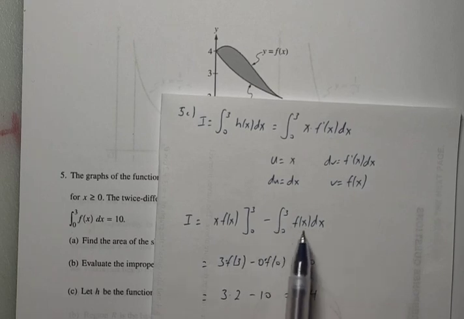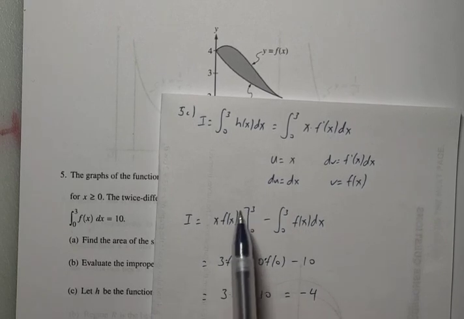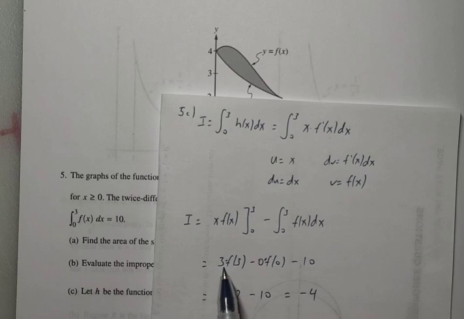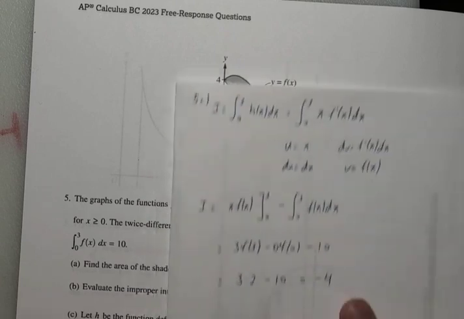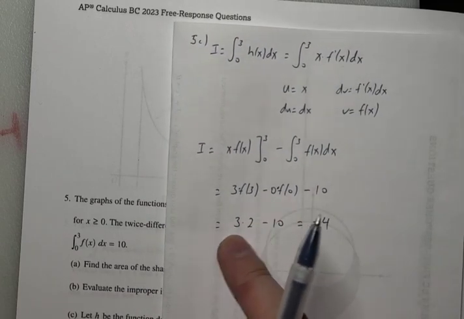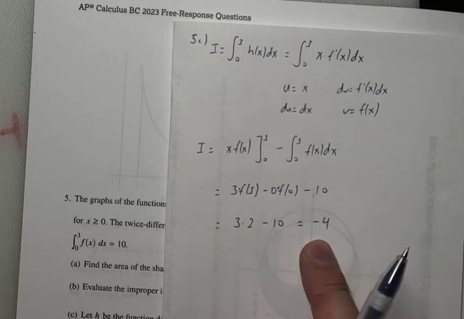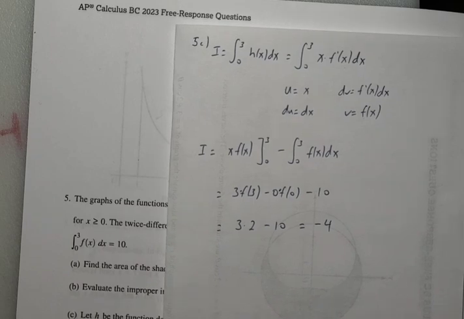That's right here. They give us, this is 10. This we got to do the fundamental theorem of calculus. So that's 3 times f of 3 minus 0 times f of 0. F of 3 they give us as 2, and 0 times who cares is 0, so 3 times 2 is 6, minus 10, that's minus 4. That's our answer. Okay, this one's pretty easy.